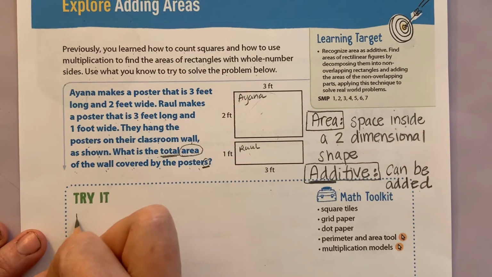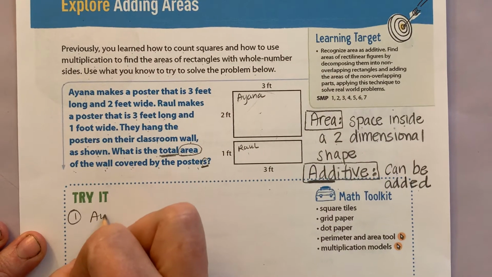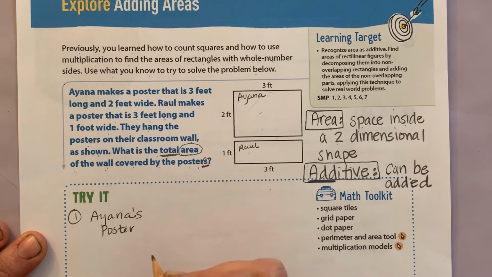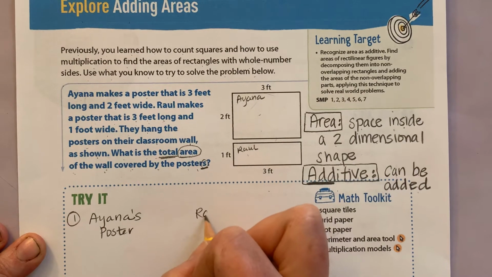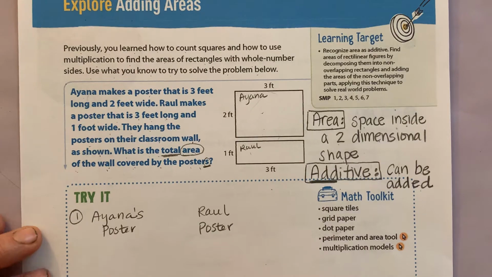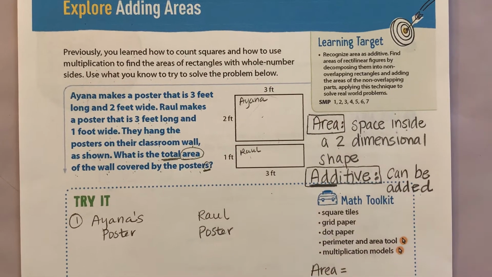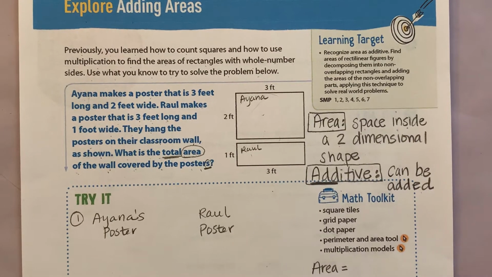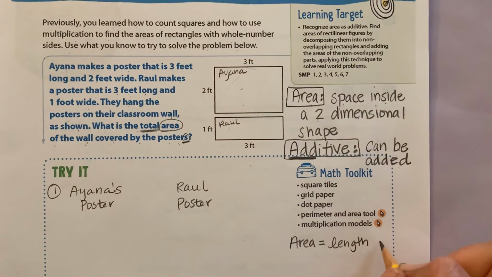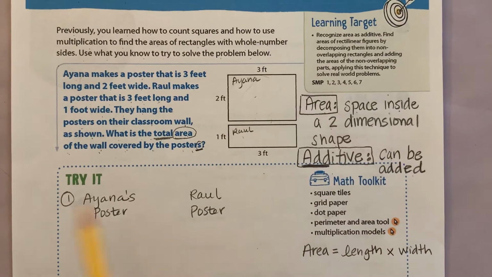My first thought was to find the area of Ayana's poster, and then I could find out Raul's poster. Now we have to remember some things from lesson 15. How do we find area? Think about it for a minute. Say it out loud if you know it. Area is length times the width.